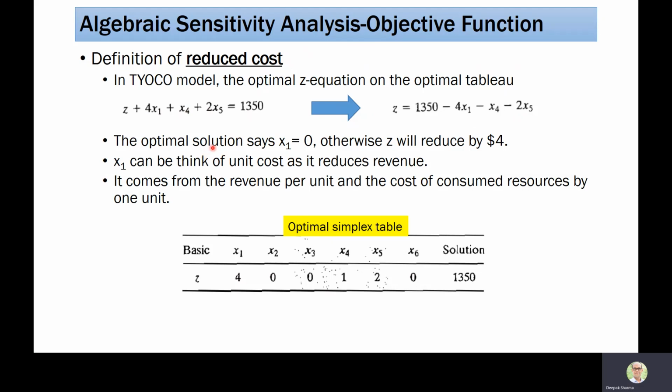Now let us look into it. The optimal value says that x1 is 0. We remember that x1 was a non-basic variable. If it is going to take a positive value, we know that we are going to subtract 4. So this means Z will reduce by $4. So x1 can be thought of as a unit cost, as it reduces revenue.